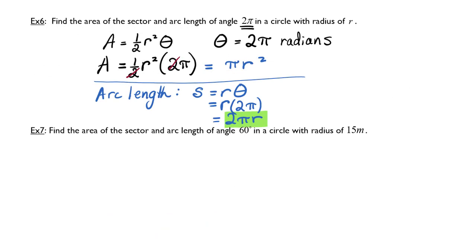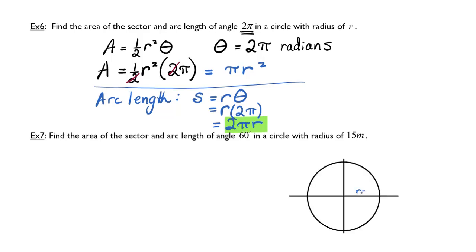If we wanted to find the area of the sector and arc length of angle 60 degrees in a circle with radius of 15 meters, so r is equal to 15 meters, we know that the angle we're interested in is 60 degrees. So if I were to sketch the pizza wedge shape that is the sector, the area of that sector is equal to 1/2 r squared theta. And remember that theta is in radians.